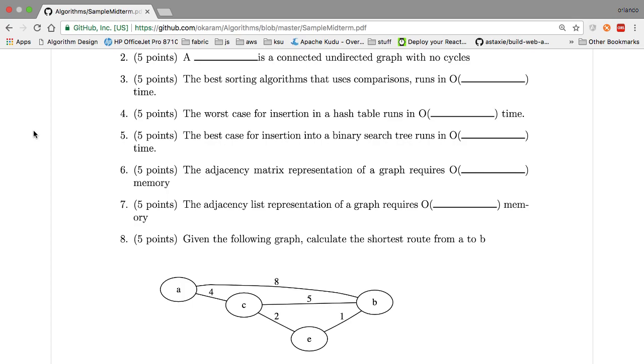A blah is a connected, undirected graph with no cycles. What is blah?